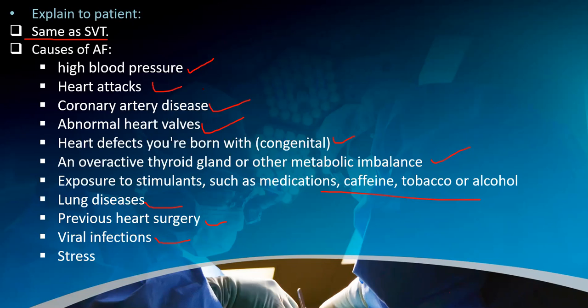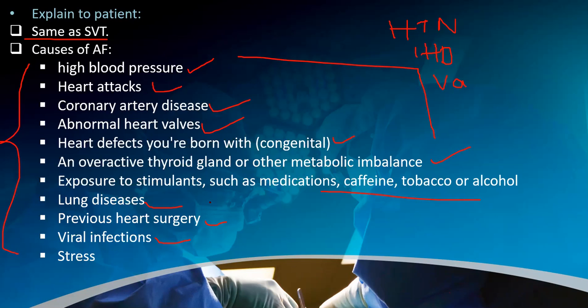But most importantly, you have to talk about these five or six. One of the other causes is called lone AF, in which there is no underlying cause. So you can also say that at the end. But hypertension, usually you will say high blood pressure, heart attack or coronary artery syndrome, valvular heart disease or abnormal heart valves, heart defects that you are born with, which is congenital heart disease, overactive thyroid gland, exposure to a stimulant, or sometimes it could be due to no underlying cause, which we call lone atrial fibrillation. But as they ask what the causes of the condition are, you should talk about these things.